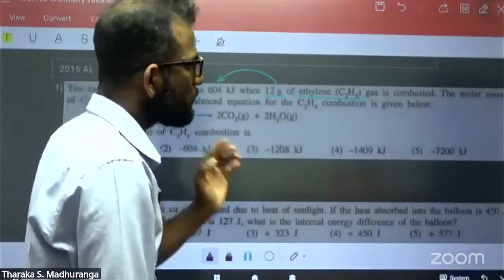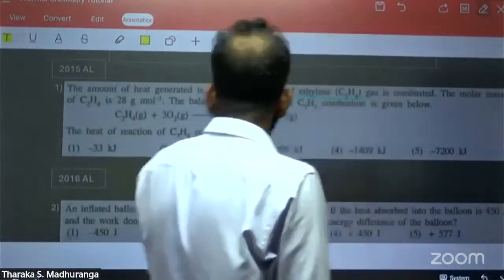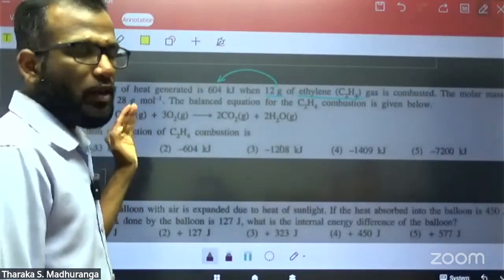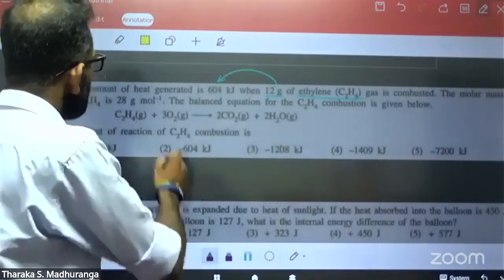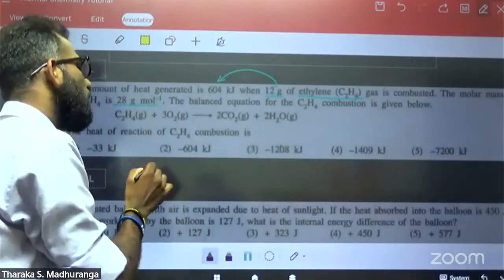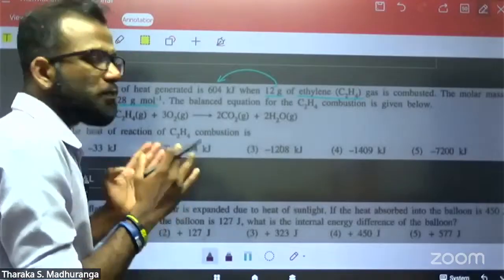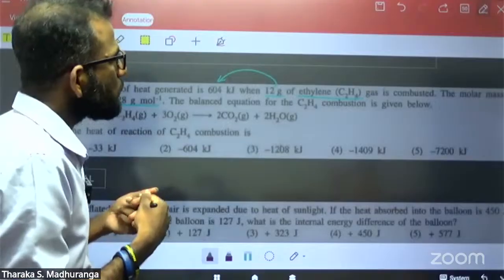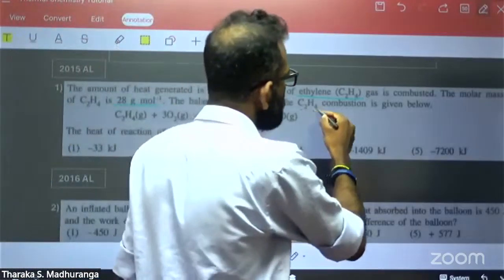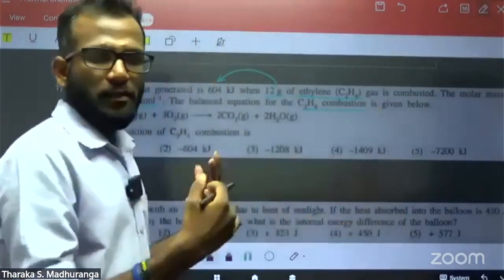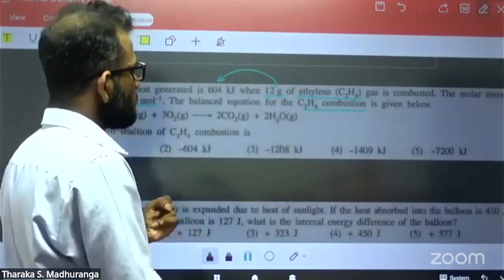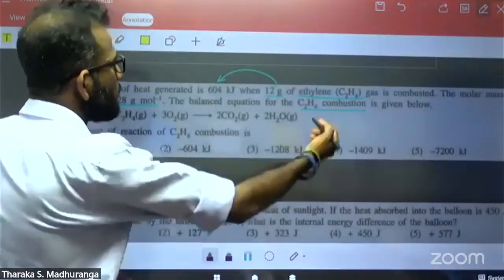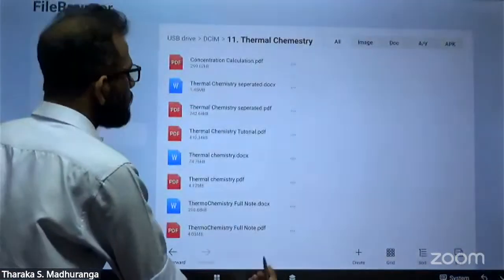First, you need to understand the molar mass of the ethylene. C2H4 means ethylene. The molar mass of the ethylene is given: it is 28 g mol^-1, 28 grams per mole. The balanced equation for the ethylene combustion is given below. I will note it down on our board.